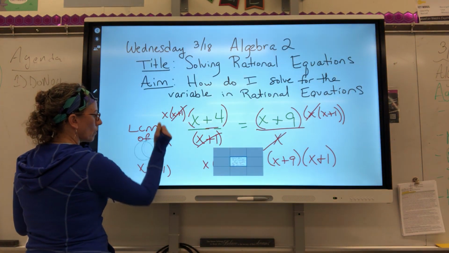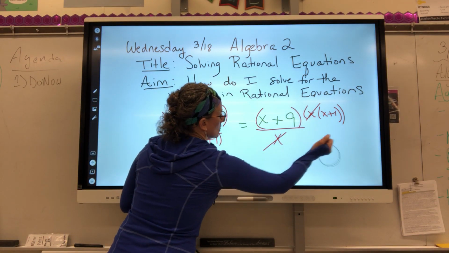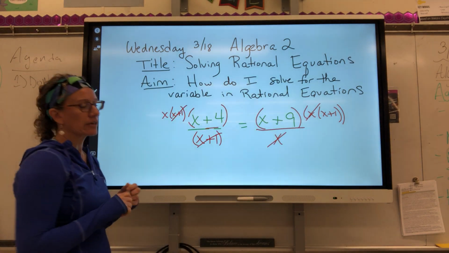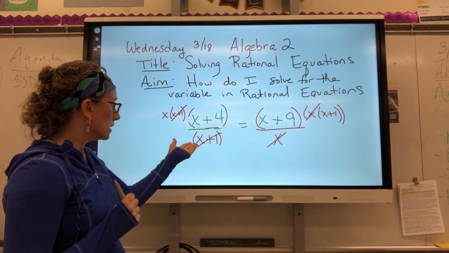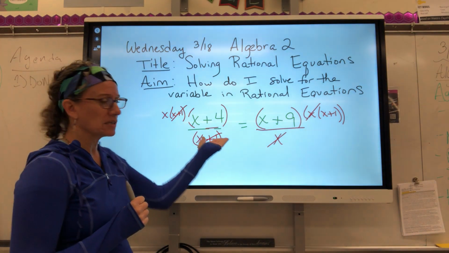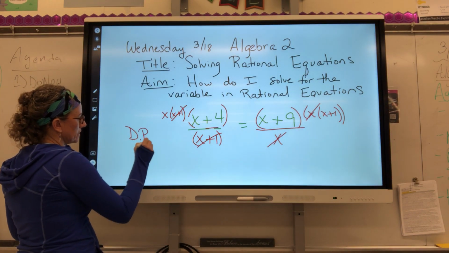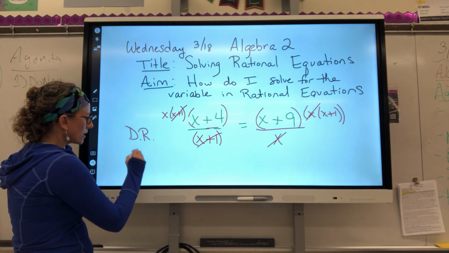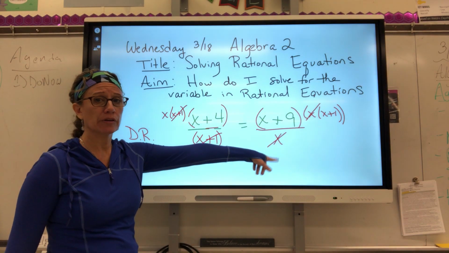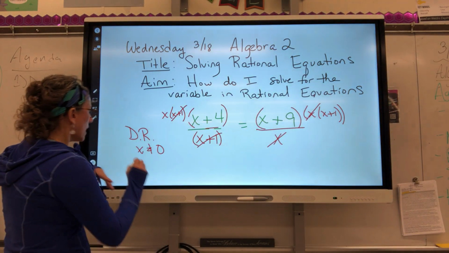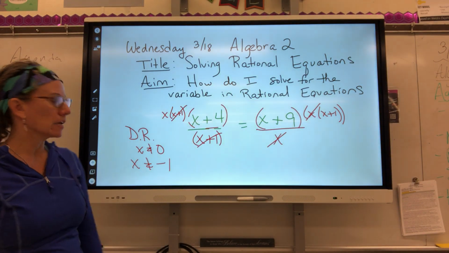Okay, so before we move forward with other examples, let's talk a little bit about domain restrictions. A domain restriction is something that if I got as an answer, I would have to reject, because if I plug the answer back in, it would give me 0 in the denominator. So my domain restrictions, or as I like to call them, my DRs: x cannot equal 0, because if x were 0, there would be 0 in the denominator here, and x does not equal -1. So x can't be -1 and it can't be 0.